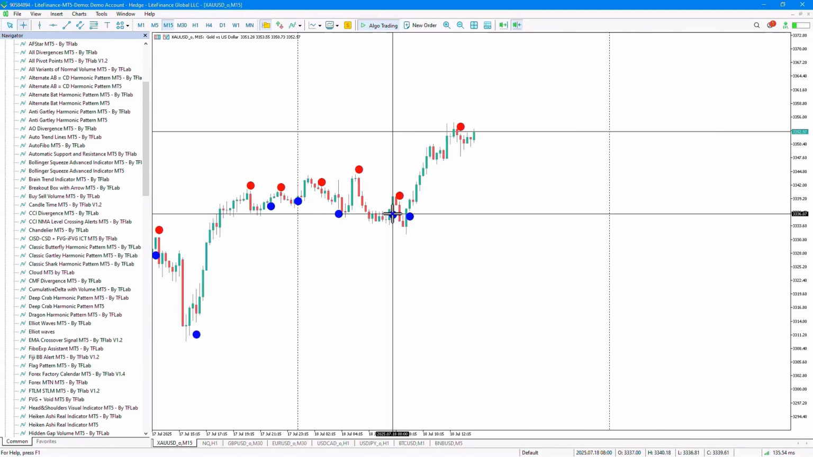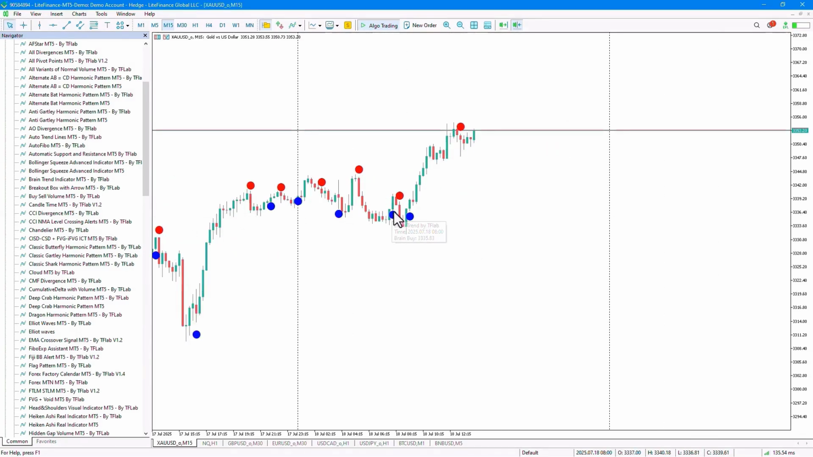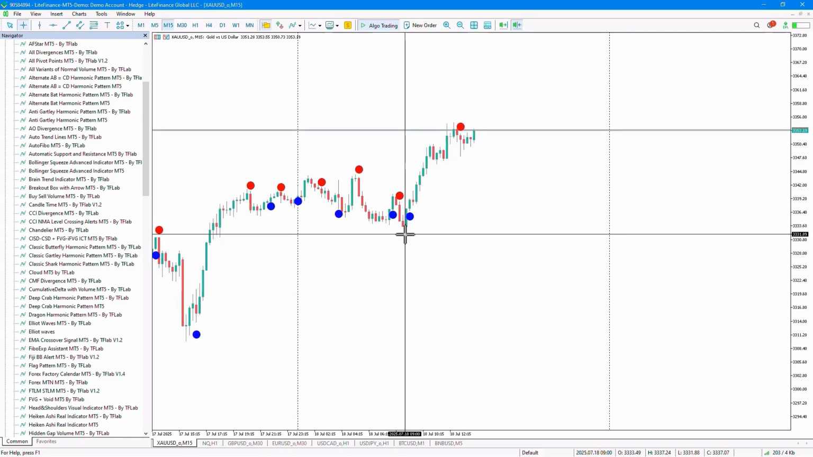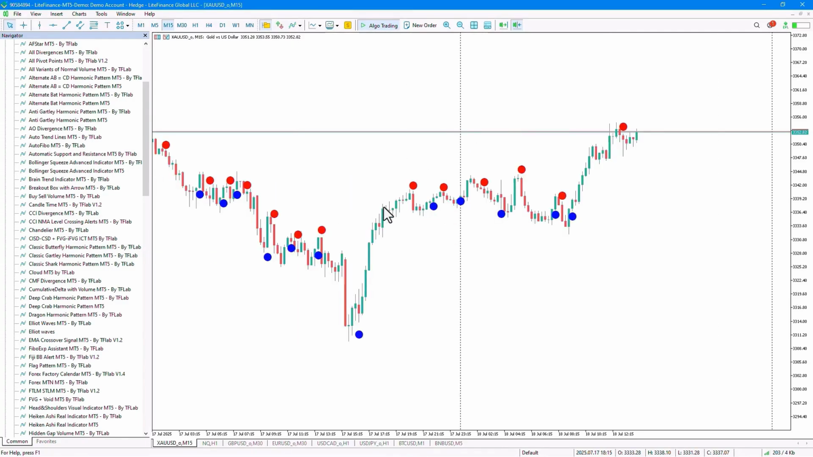For example, in this section, we can see that the blue dots indicate a price correction upwards, and then the price moves downward again. We can use these points and the candlesticks shown here as support or resistance zones, and as we can see, the price has reacted to this area again and moved upward.